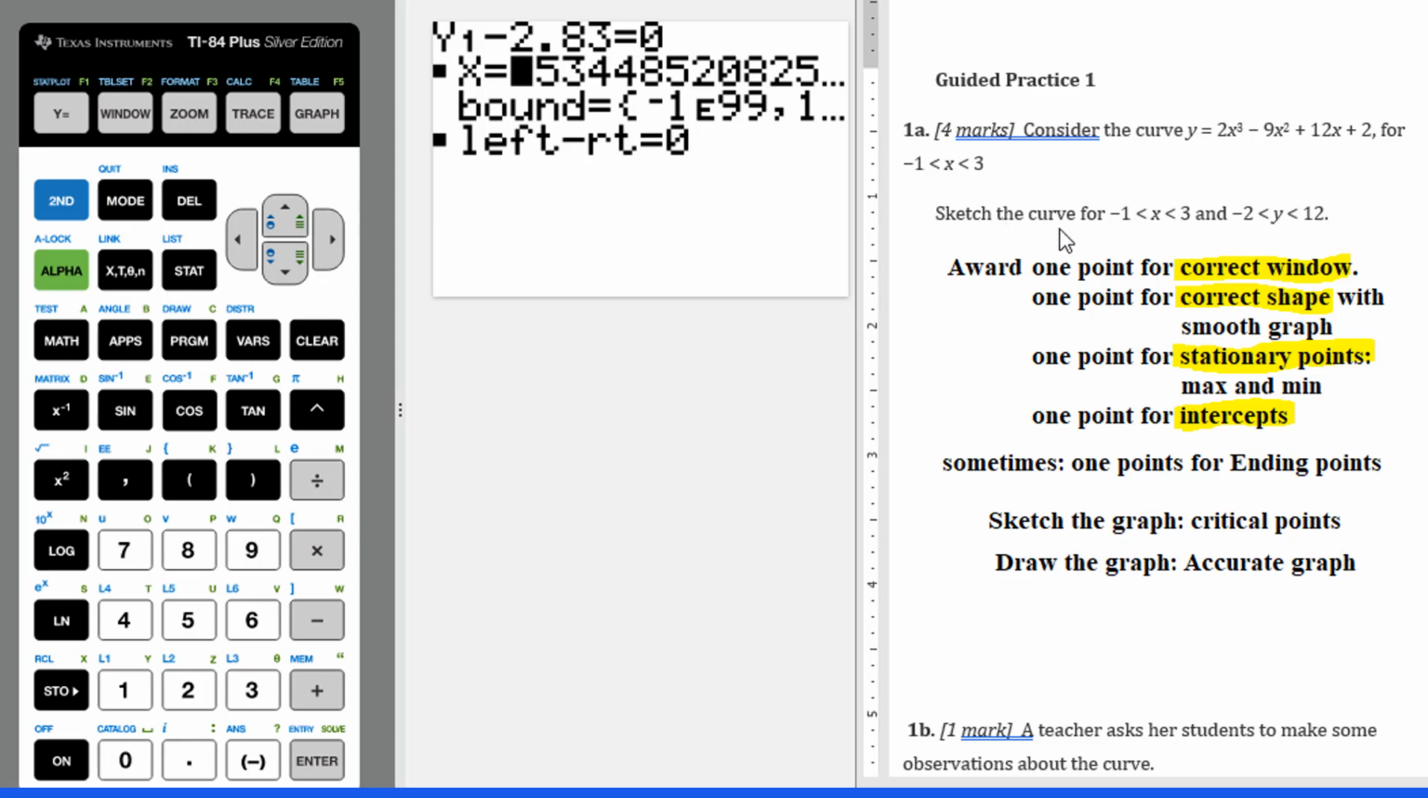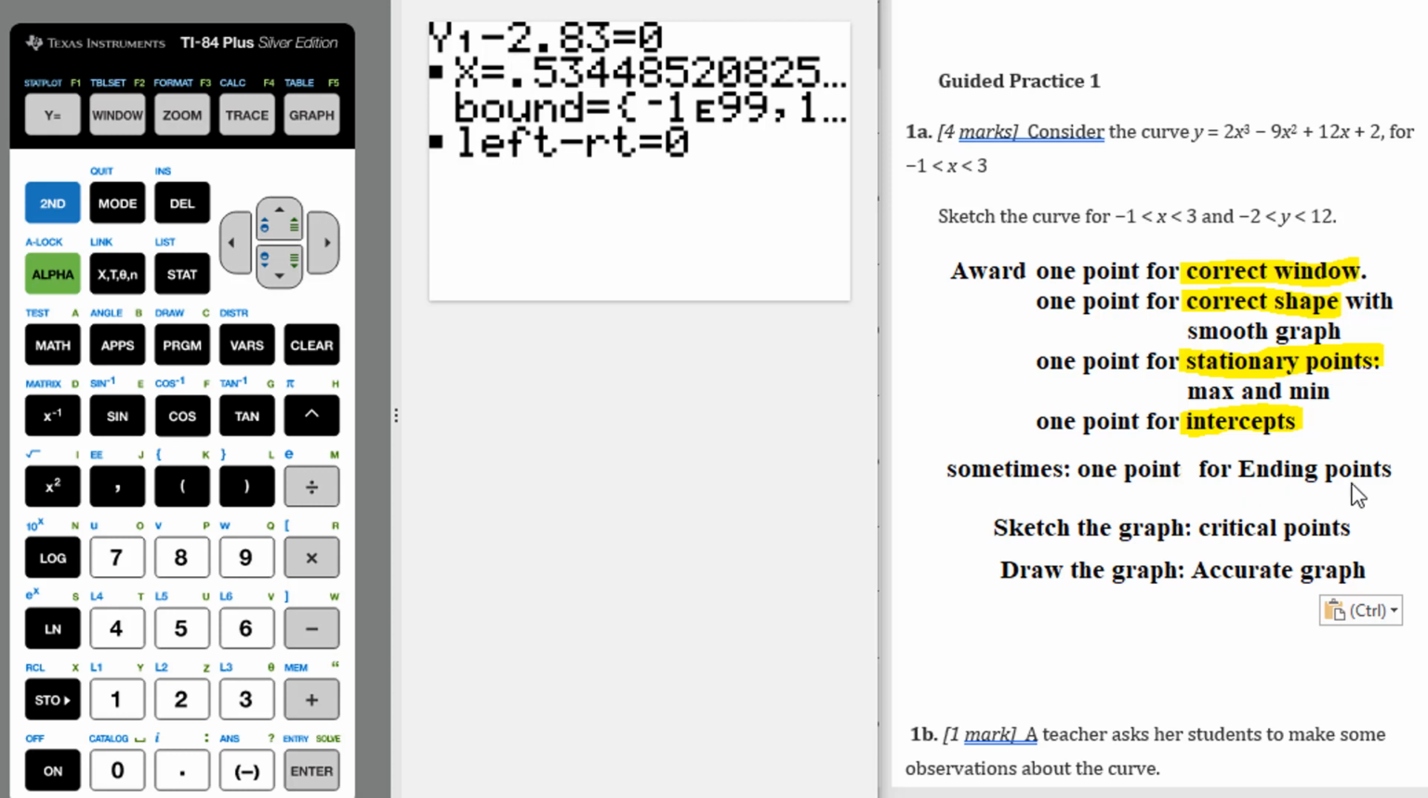When you are asked to sketch the curve, here are some rules. Normally 1 point for the correct window. So when you sketch the graph, you have to set up the window according to the given domain and range. 1 point for correct shape with a smooth graph. 1 point for stationary points, which normally means maximum and minimum points. 1 point for intercepts. That means x-intercept and also y-intercept. Sometimes 1 point for ending points. And sketch the graph means you need to figure out the critical points and draw a smooth graph.